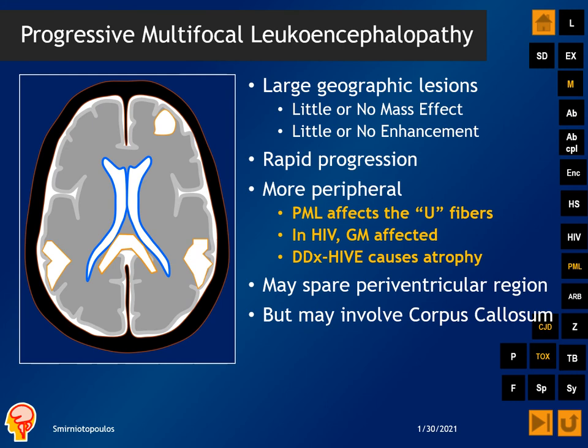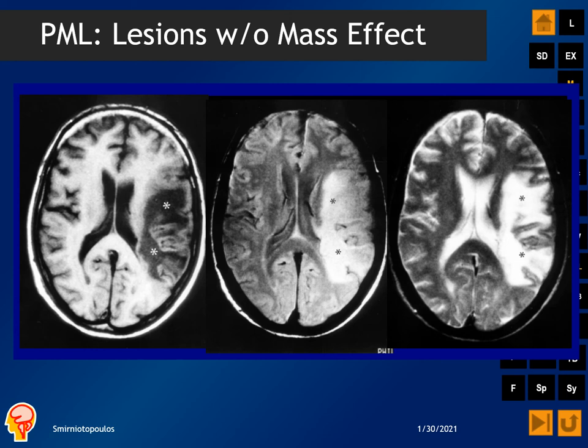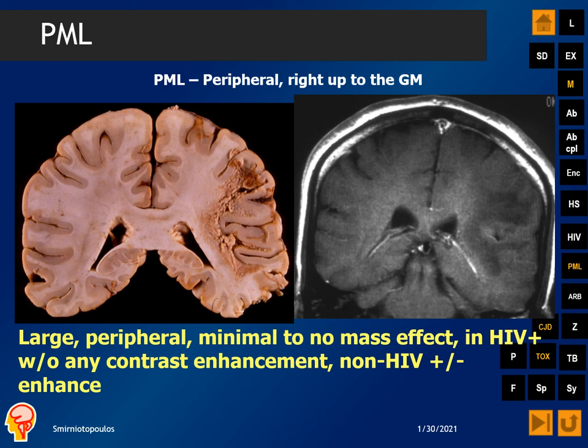Here's another example. Again, this geographic lesion comes right up to the gray matter and stops, which we can see on T1, proton density, and T2 weighted images. We can see companion images, coronal MR and coronal gross brain from a patient who did die, showing this granular atrophy in the white matter with complete sparing of the overlying cortical gray matter.